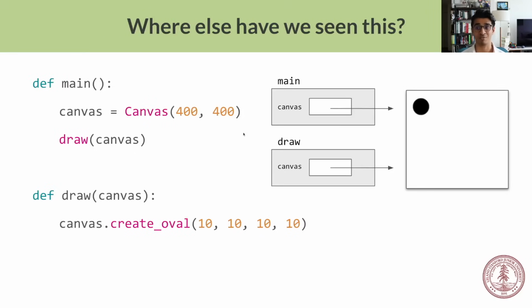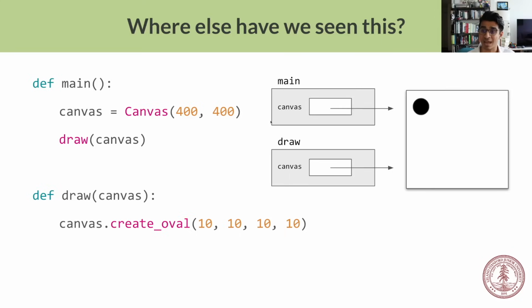and that is the graphics canvas. So let's take a look at this program, which is a much simpler version of some of the graphics programs you might have written already, where we create a canvas, we pass it into this function over here, and we then draw an oval on it over there. Now, just like in the lists example, you'll notice that the circle does actually show up. It doesn't just go away when the function is done. And the reason for that is because canvases are mutable.